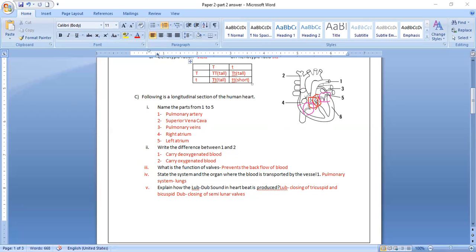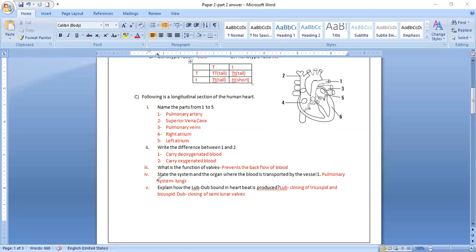When blood enters from the right atrium to the ventricle, it should not move back to the atrium. To avoid that, they have the cuspid valves. So the main function is to prevent the backflow of blood, right?